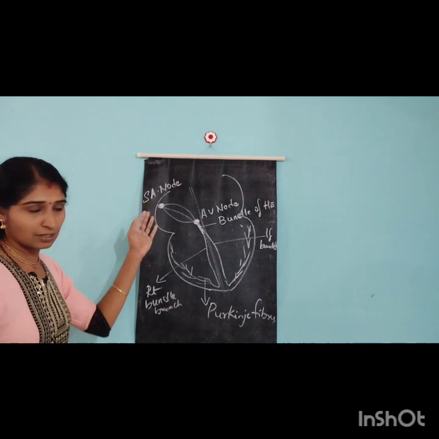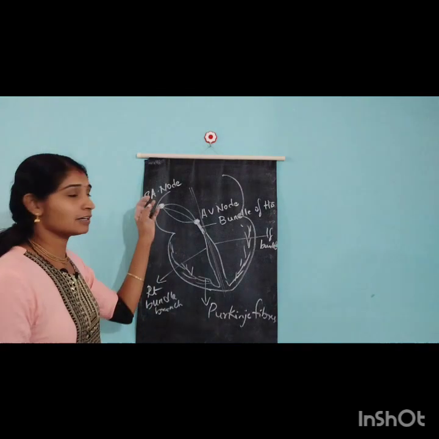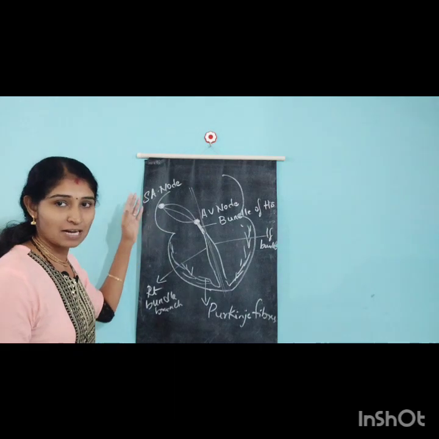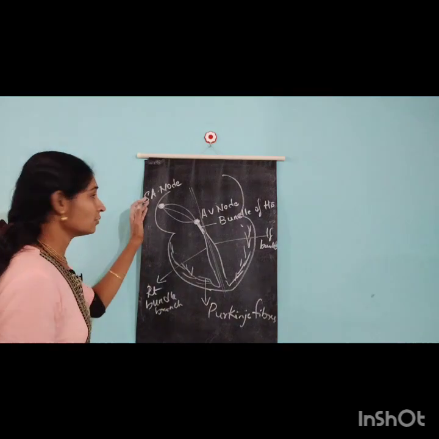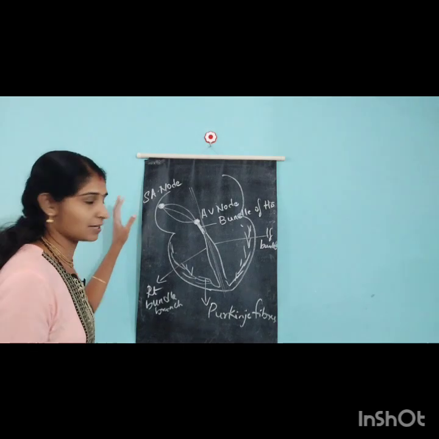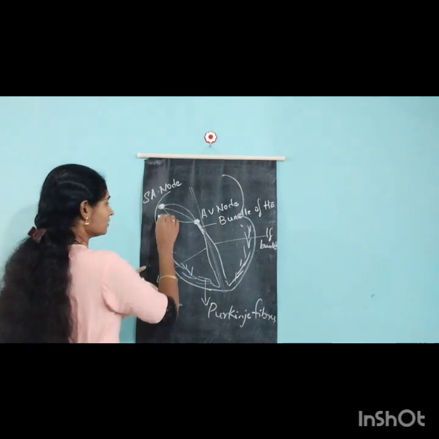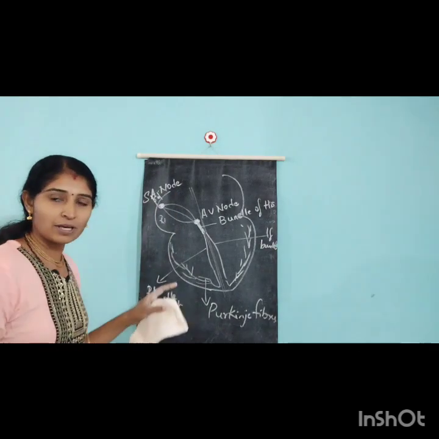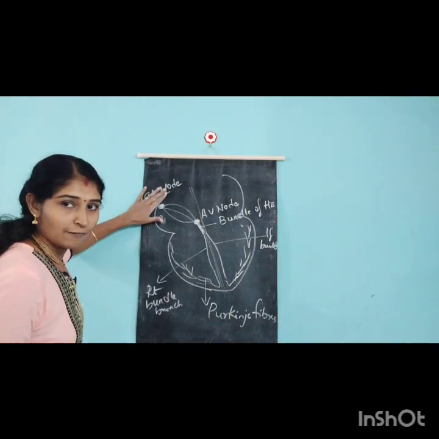So what is the sinoatrial node? It is also called the pacemaker, heart's natural pacemaker. Here it starts the impulses. It creates the electrical impulses, which start from here and then spread to the different parts of the conduction system. So SA node is also called the heart's natural pacemaker. This SA node, where is it present? It is present in the right atrium at the opening of the superior vena cava.